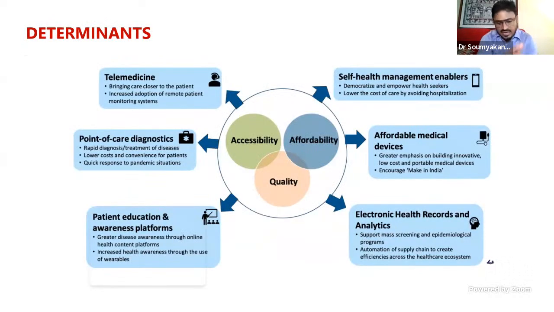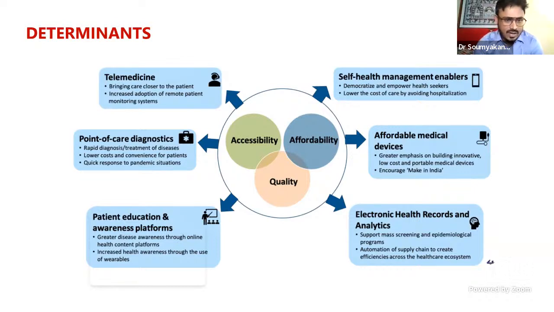So in a country like India, we have to think of the determinants. Whatever solution we bring, it has to have accessibility. It should be affordable and it should be of high quality. In quality, the data security, data management, and the authenticity of the data or the diagnostic parameters that are coming have to be certified by the FDA or a European CE mark or something like that. So all these things have to be taken care of to have a proper scientific technology leverage in the coming years.